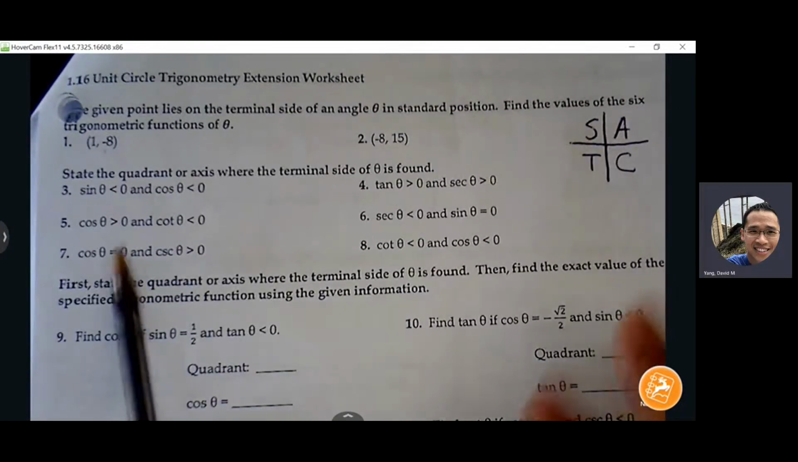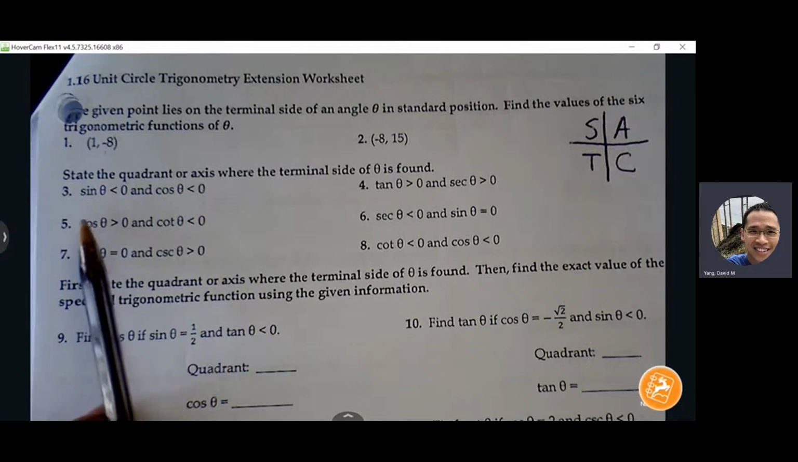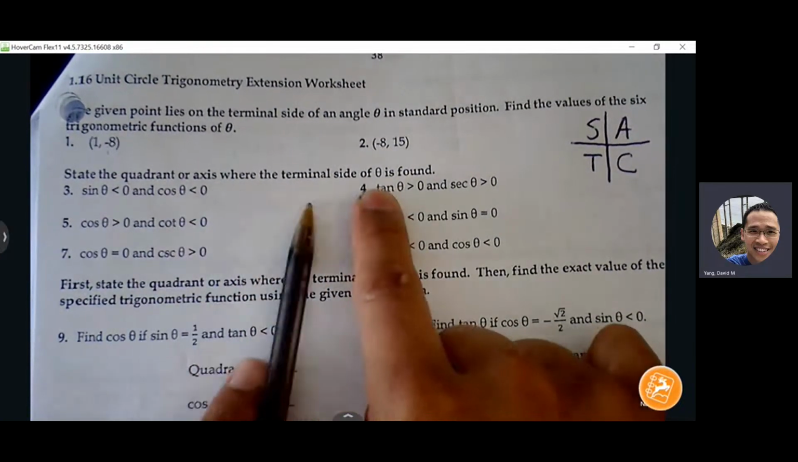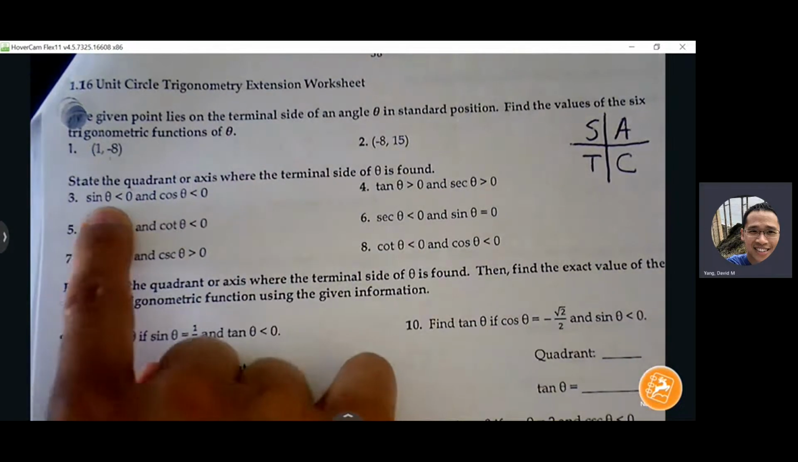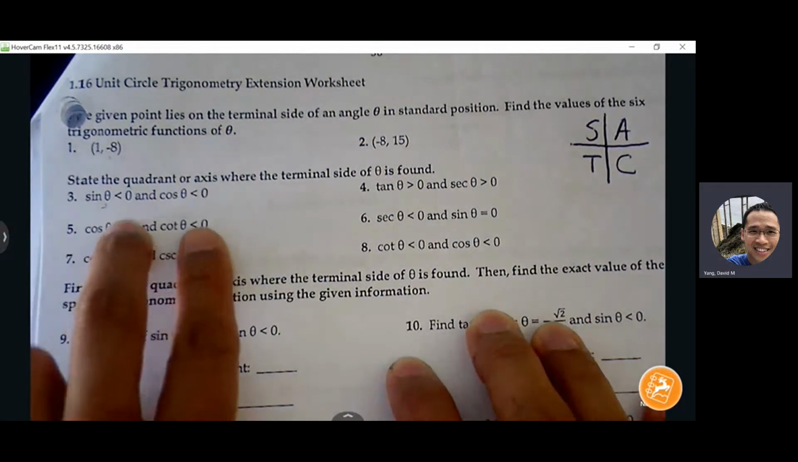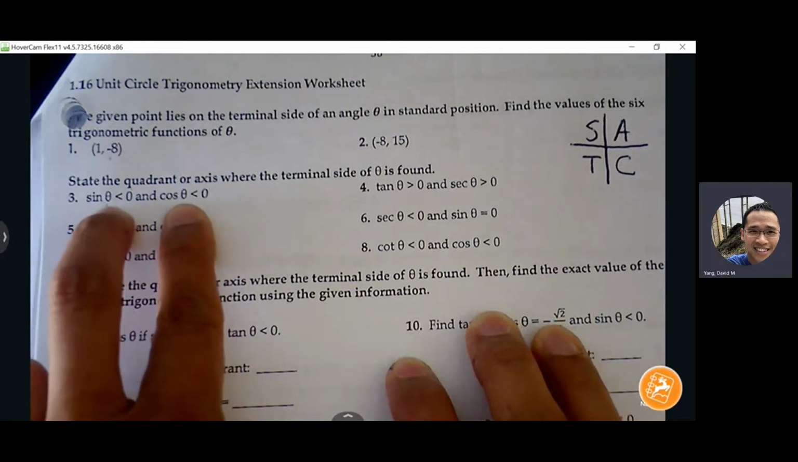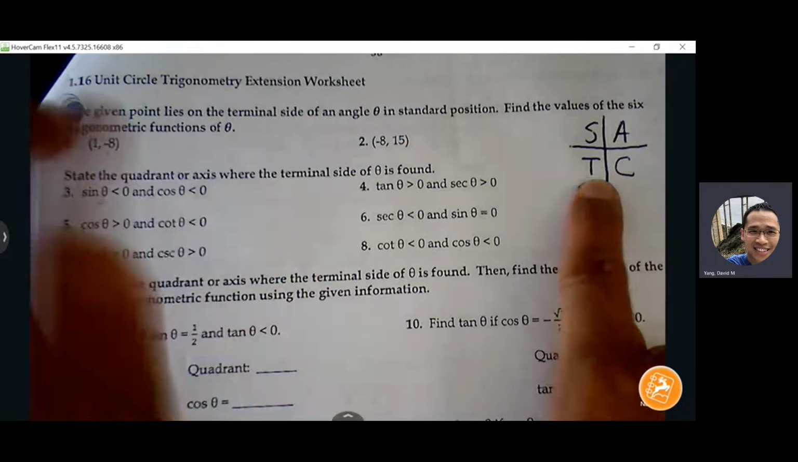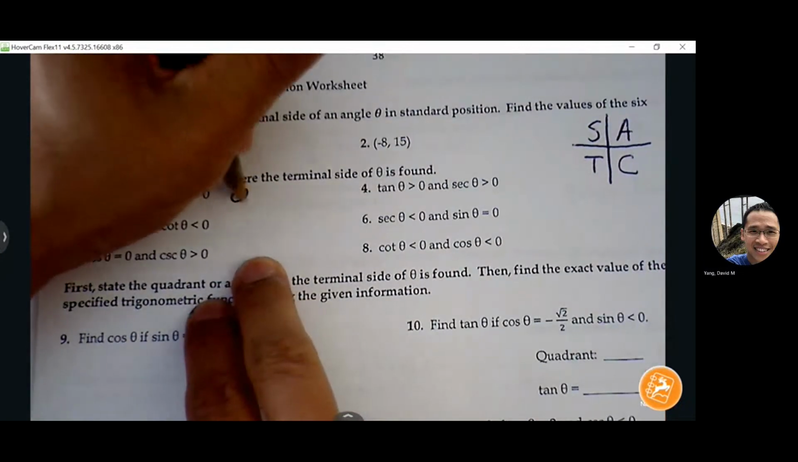So this is going to be very helpful if we look at number 3 here. Number 3 says, state the quadrants or axis where the terminal side of theta is found. So sine is less than 0. So I want sine to be negative, and I want cosine to be negative. Which quadrant will allow both sine and cosine to be negative? Great, right? Only tangent is positive, so that's going to force sine and cosine to be negative. Good. So we say quadrant 3.